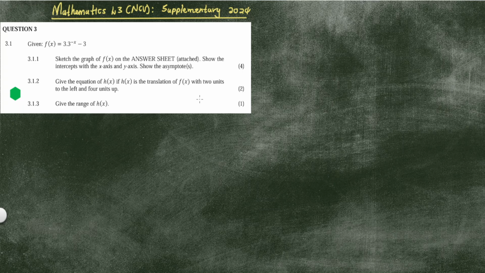Now, 3.1.1, they want us to sketch the graph of f of x. Before we sketch anything, identify the type of function we are sketching. In this case, it's an exponential function, because the variable x is an exponent. So I know that I'm dealing with an exponential function.